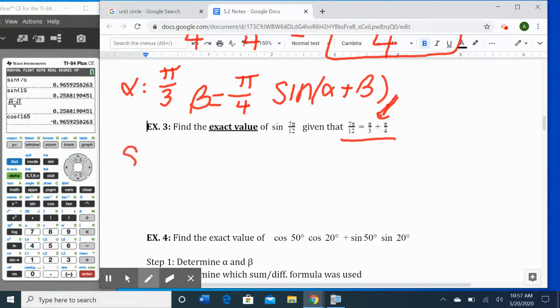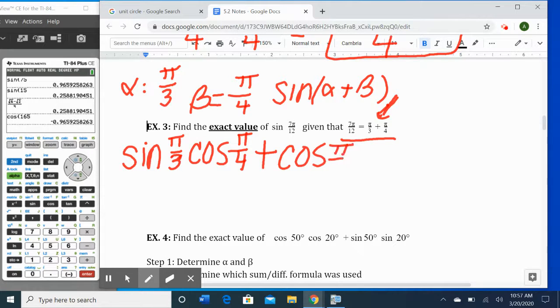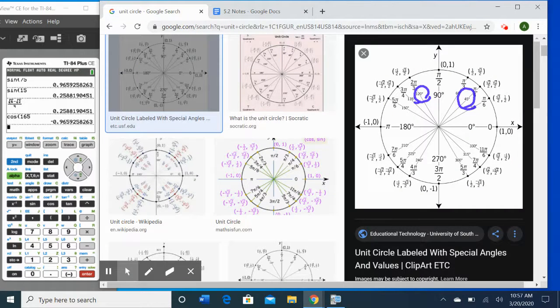The sine of alpha, so the sine of pi over 3, times the cosine of beta, so the cosine of pi over 4, plus the cosine of alpha, so the cosine of pi over 3, times the sine of beta, which is the sine of pi over 4. And then I'm going to simplify. I'm going to use my unit circle to find these exact values.